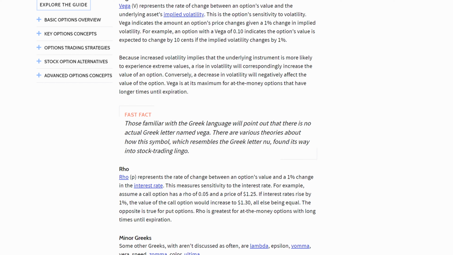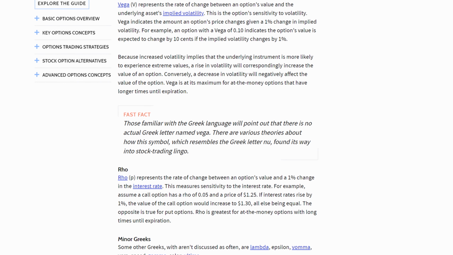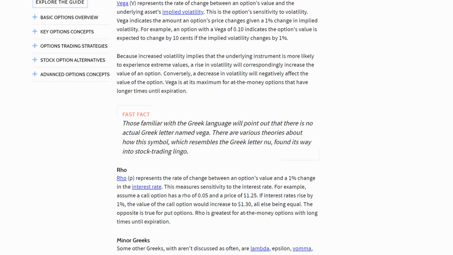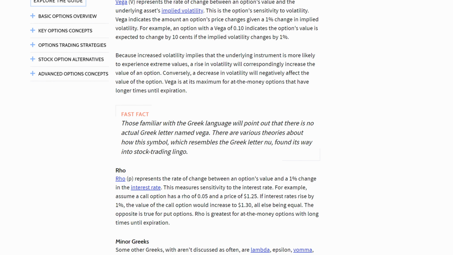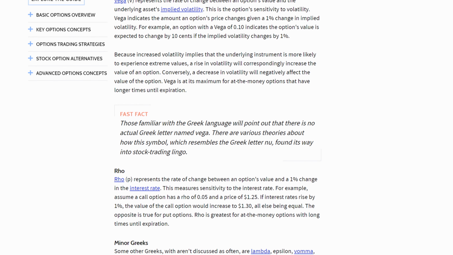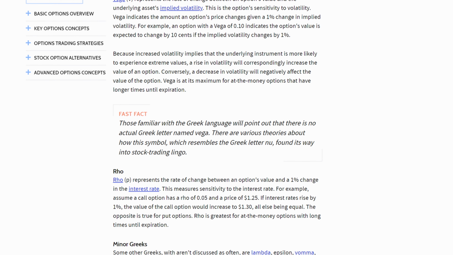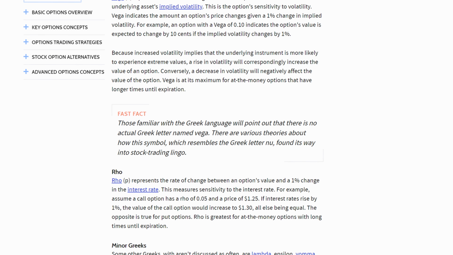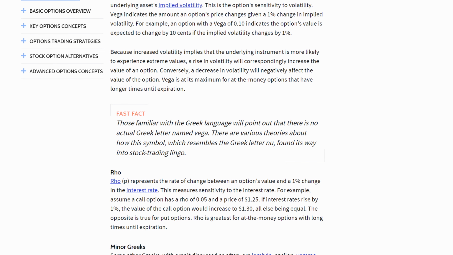As for rho, rho represents the rate of change between an option's value and a 1% change in the interest rate. If a call has a rho of 0.05 and a price of $1.25 and interest rates rise by 1%, the value of the call option will increase to $1.30.